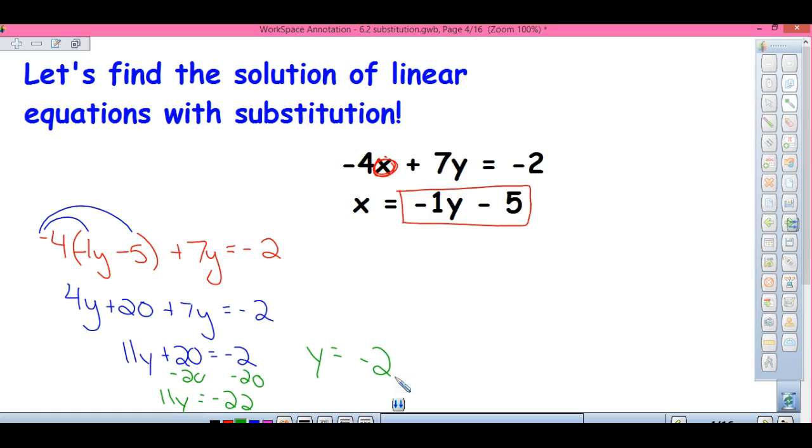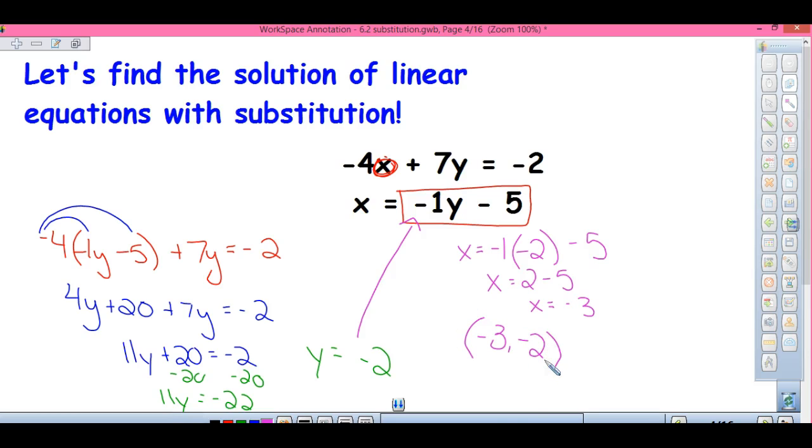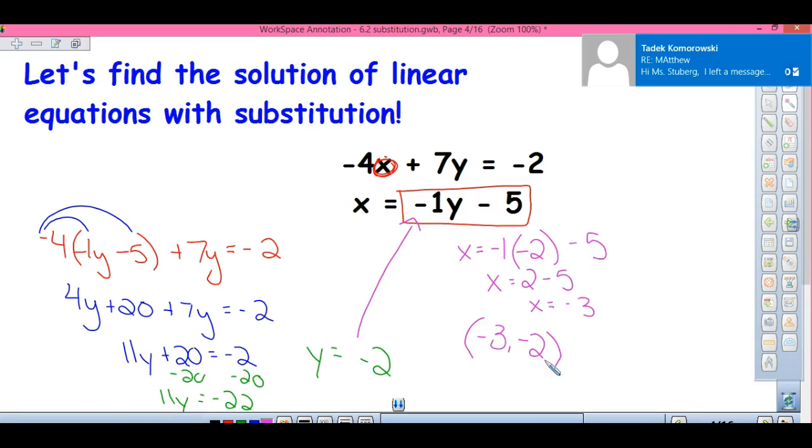What do I put it back up for? Y. I always put it back up into the box. So x equals negative 1 times, what's my y? Negative 2 minus 5. X equals negative 1 times negative 2 minus 5. X equals negative 3. So what's my point? Negative 3, negative 2. Remember, it's always x, comma, y. So be careful with that.